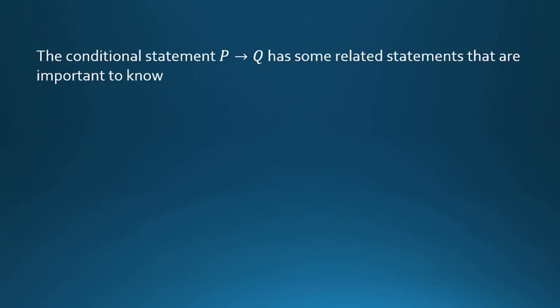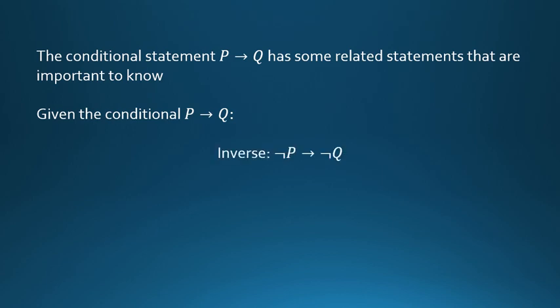Putting some extra emphasis and focus on the implication, or the conditional statement P implies Q, there are some related statements to it that I want to talk about, and then I'm going to talk about how those statements are related to each other. If we are given a conditional statement, P implies Q, we have the inverse, the converse, and the contrapositive.